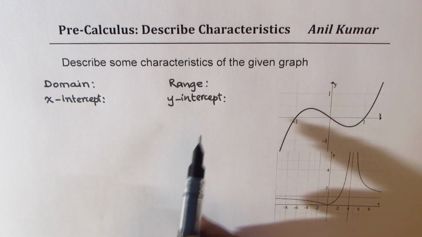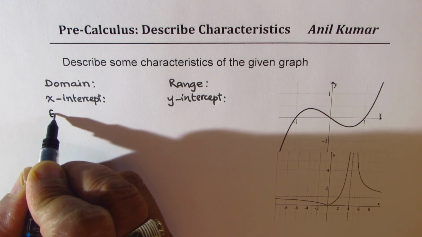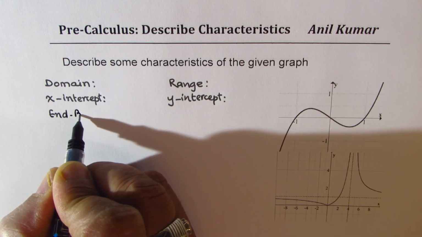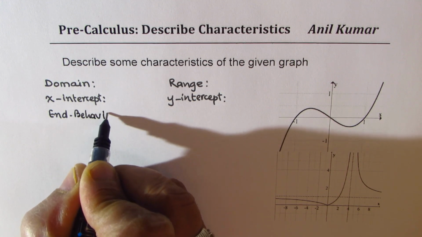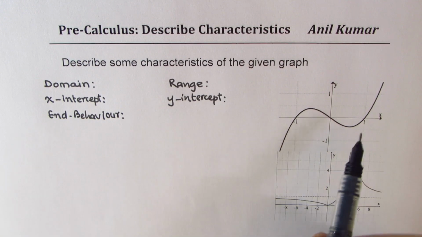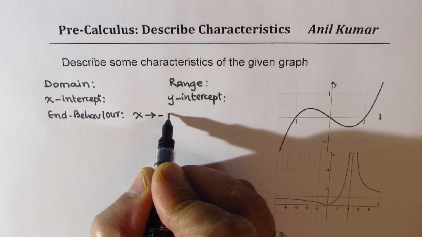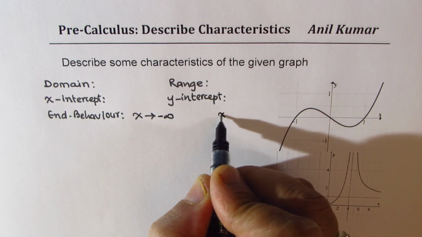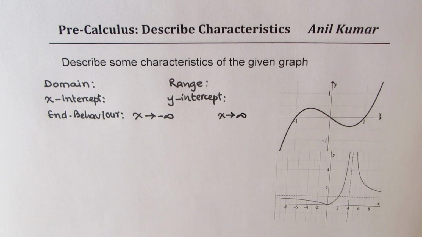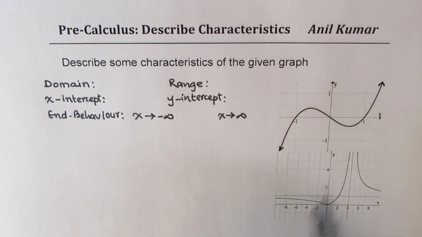The other characteristics could be end behavior. End behavior really means what happens to the function when x approaches very large negative value and what happens when x approaches very large positive value. That is what happens at the ends, right? So that is these two parts. We are going to answer all these questions later, but let's understand what we are getting into.